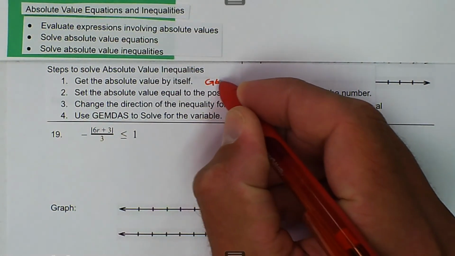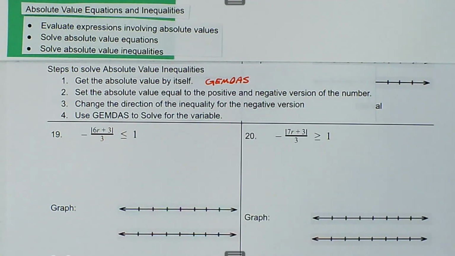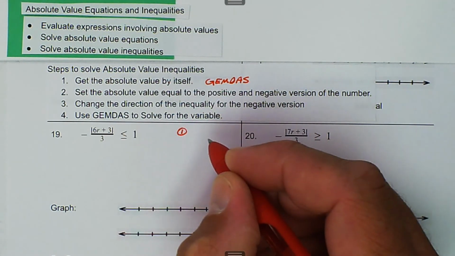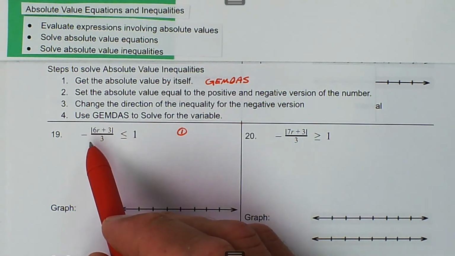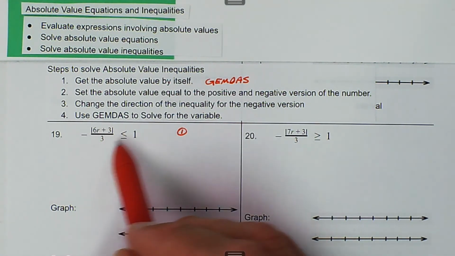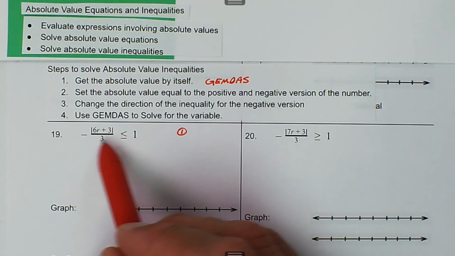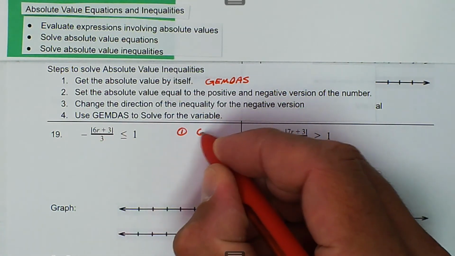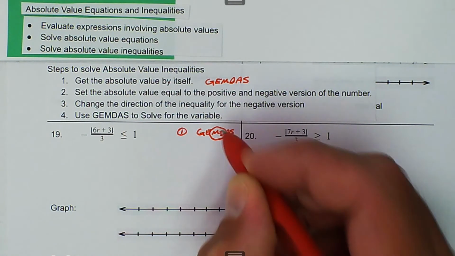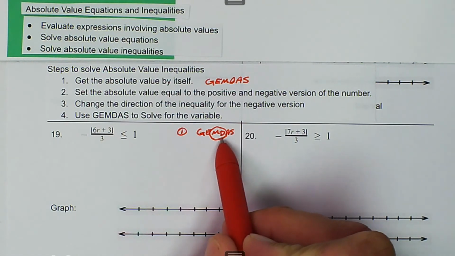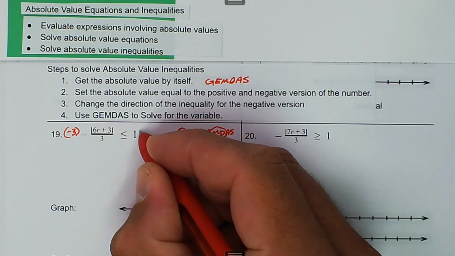So we're going to use GEMDES just like we have a lot. And for this one, step number 1, we have a negative divided by 3. So we could do this in 2 steps. We could multiply by negative to get rid of the negative sign here, and then multiply by 3 to get rid of the 3 because we have division. But when we use GEMDES for this one, I'm going to use multiplication to undo division. And so I'm going to multiply by -3 on both sides of the inequality.